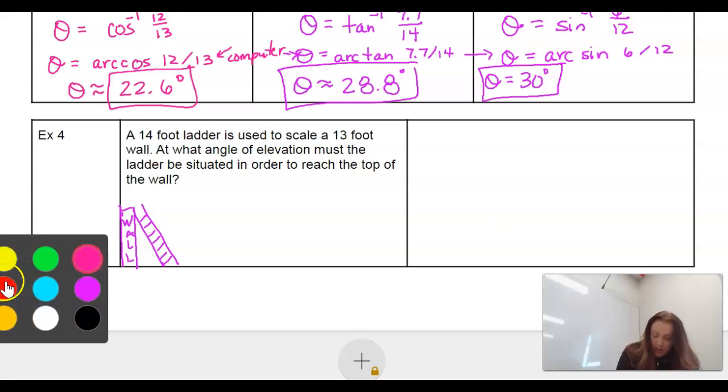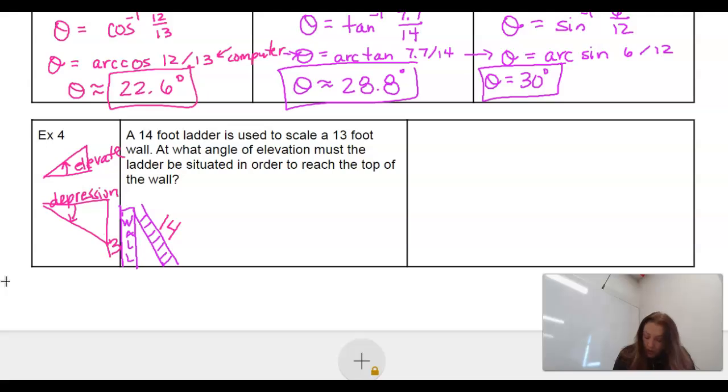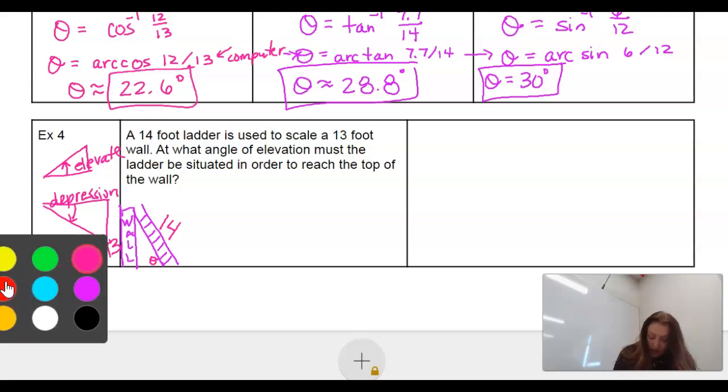And my angle of elevation, remember elevation meant I was looking up, and depression meant we were looking down. So this is what I would draw, because you want to draw a right triangle and then label the sides so you know what trig ratio to use. So it says a 14-foot ladder. So that means that this side is 14 feet because that's my ladder that's leaning against. And it's used to scale a 13-foot wall. So that means this wall is 13 feet. What is the angle of elevation? So that would be at the bottom because I'm looking up in order to reach that top.